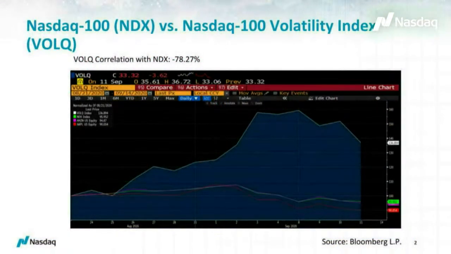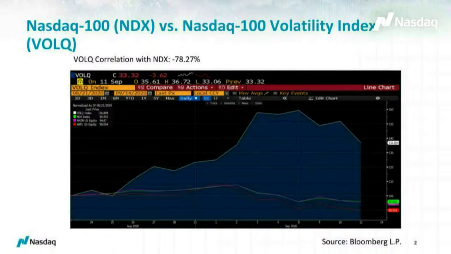Yeah, that's actually a key point Dan brought up. The Nasdaq VOLQ index actually is very highly negatively correlated with the market. The negative correlation is 79, so it means that usually they go in opposite directions. That's what you used to see. That's the fastball right down the middle, like Dan brought up.